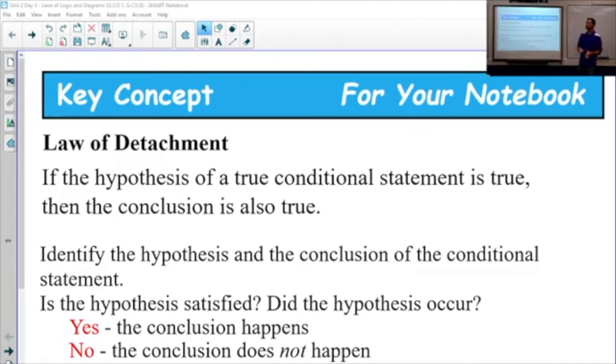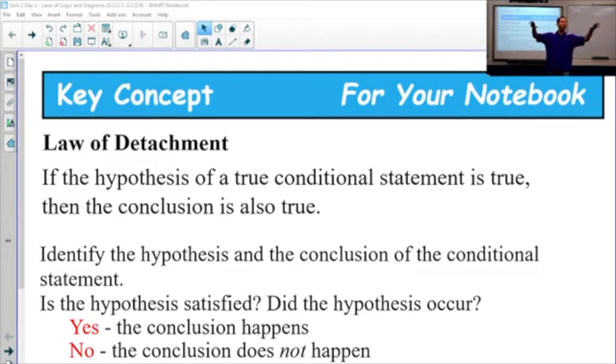And we're going to have two different laws, detachment and syllogism. Detachment is our first one. The law of detachment says that if the hypothesis of a true conditional statement is true, then the conclusion is also true. And this is kind of the idea, the conceit behind these if-then statements. And so this is basically talking about giving an example.